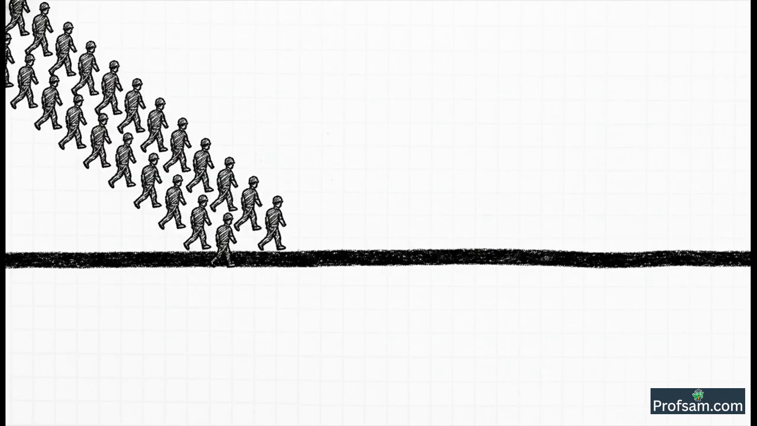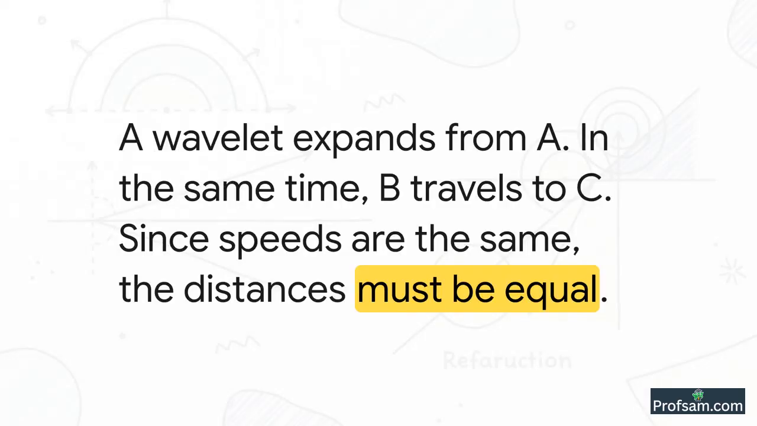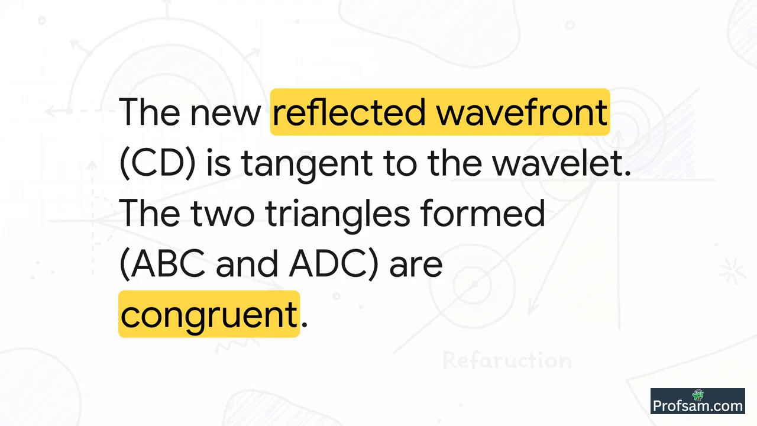You can think of AB as our line of soldiers marching in formation towards a big wall they're about to hit. Now, this is where it gets interesting. The moment the first soldier at point A touches the surface, he starts a new little wave, a wavelet. But hold on, what about the soldier at point B? He's still marching, no? He still has to travel this distance BC to reach the surface. In that exact same time, the wavelet from A has spread out, and since they are moving at the same speed, this is important. The distance BC that soldier B travels is exactly equal to the radius of the wavelet from A.